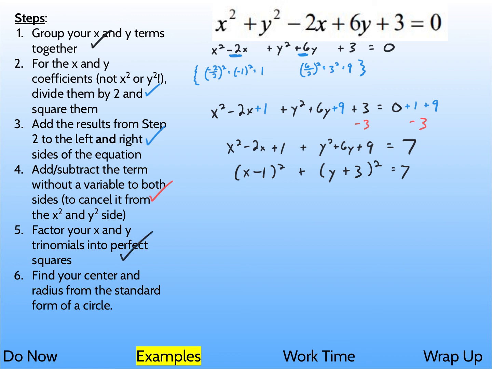And then the last step, the final step. We've got to pluck the center and the radius out of this using what we did before. So the center, remember, change the signs, is 1, negative 3. And the radius, remember, if that just says 7, then we have to take the square root of that. The radius is the square root of 7.